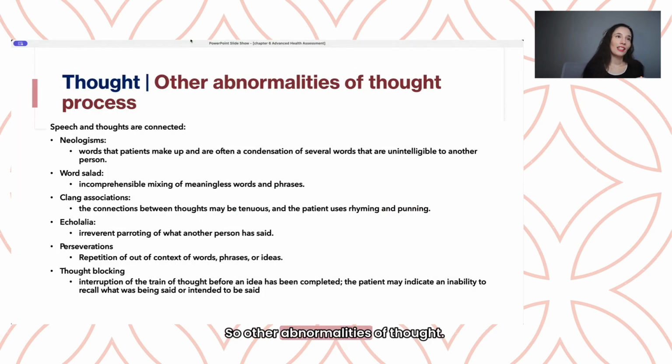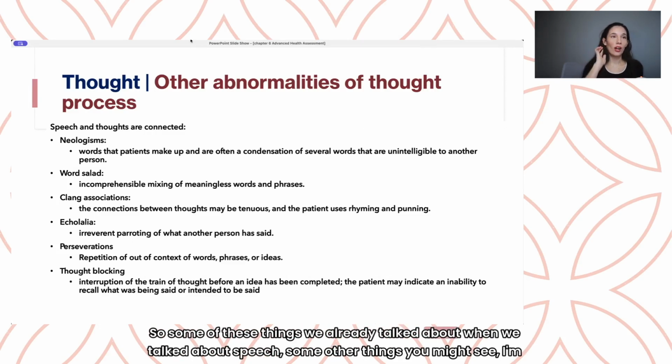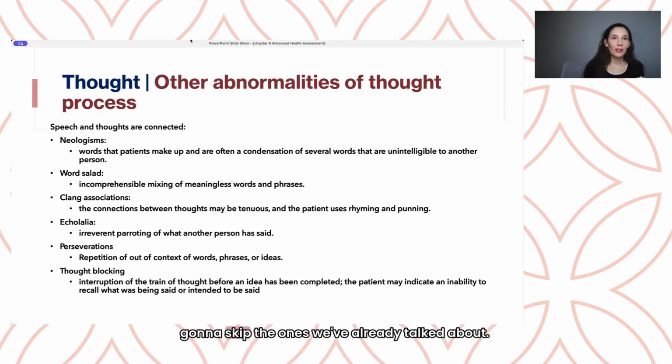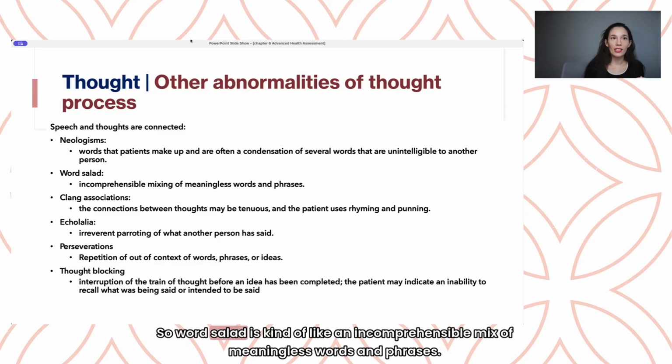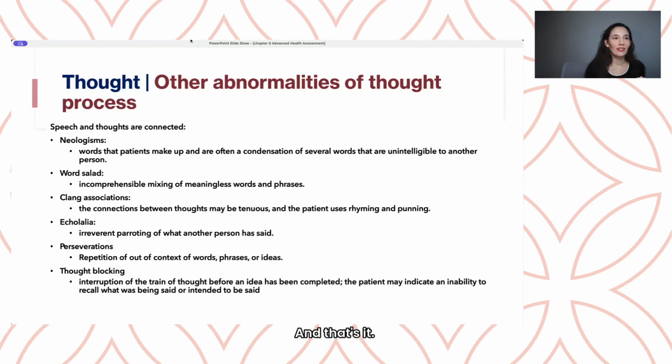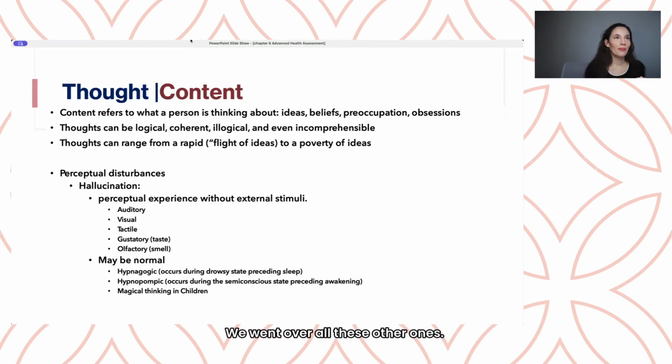So other abnormalities of thought. So speech and thought are connected. So some of these things we already talked about when we talked about speech. Some other things you might see, I'm going to skip the ones we've already talked about. So word salad is kind of like an incomprehensible mix of meaningless words and phrases. And that's it. We went over all these other ones.